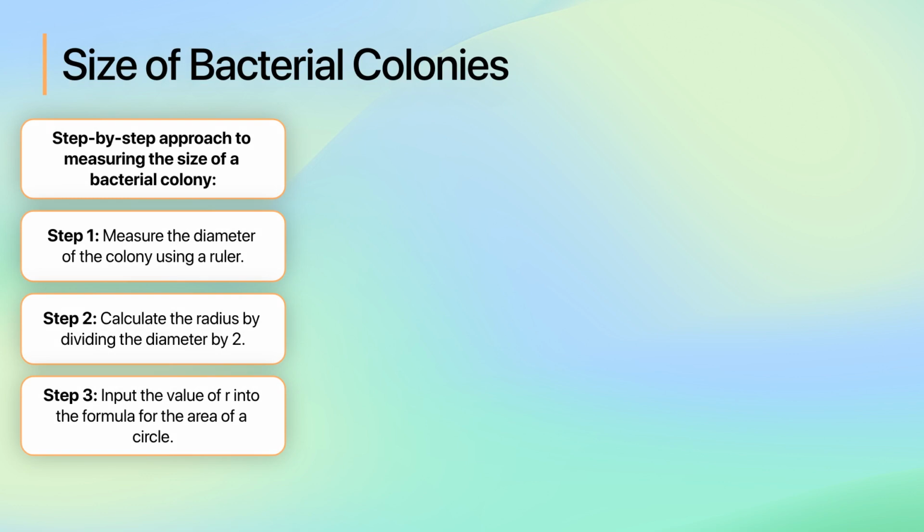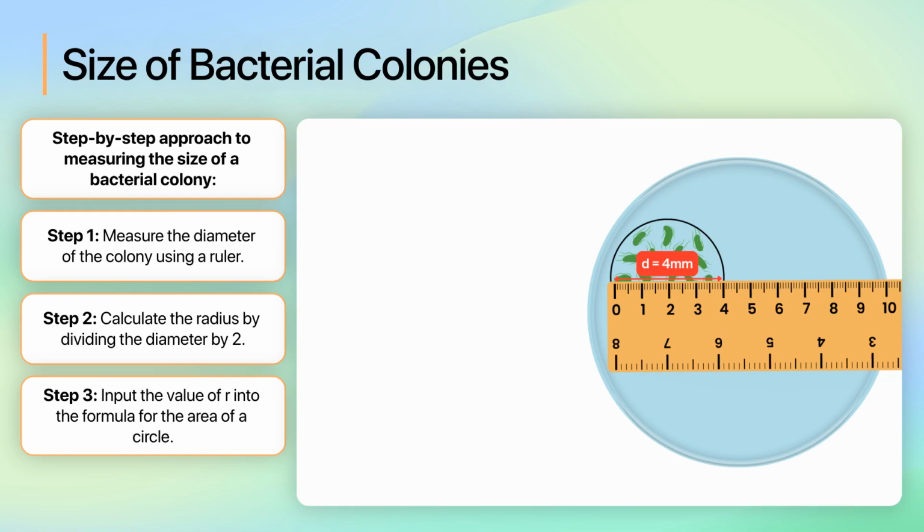Now that we are familiar with the steps, let's take a look at another example. If a bacterial colony has a diameter of 4 millimeters, what is its area? We can calculate the radius by dividing the diameter by 2. In this case, 4 millimeters divided by 2 gives us a radius of 2 millimeters.